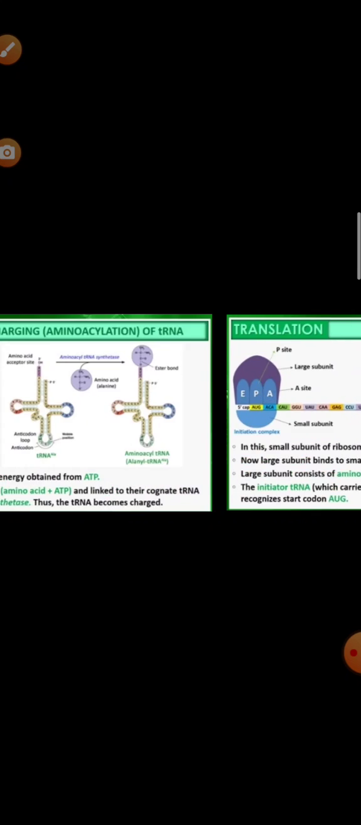Now I will tell in detail about each. The initiation, what happens here? In prokaryotes, initiation requires the large and small ribosome subunits, the mRNA, the initiator tRNA, and three initiation factors, which we call IF. The activation of amino acid first takes place here, that is, the amino acid becomes activated by binding with the aminoacyl tRNA synthetase enzyme in the presence of ATP. And transfer of the amino acid to tRNA also takes place in this process of initiation.